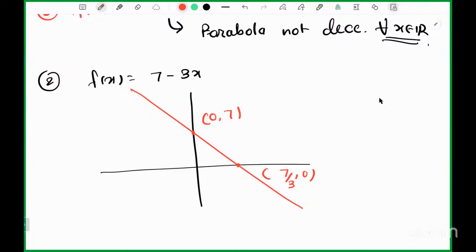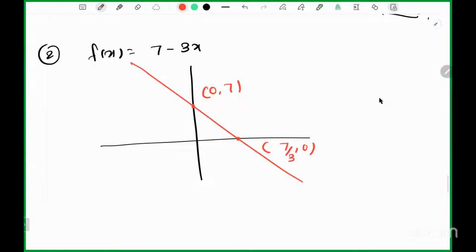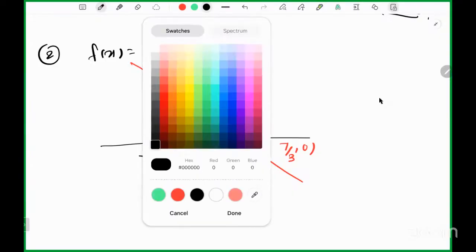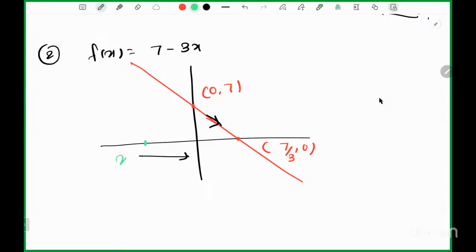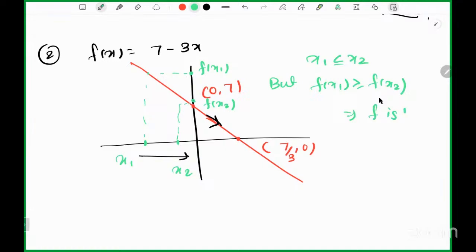Now this is a decreasing function. Why is it a decreasing function? Because you can see the graph is going downwards, so as you increase x, the value of y decreases. If I take two different values of x, suppose x1 and x2, and compare the values of y, f of x1 and f of x2, I'm taking x1 less than or equal to x2, but I'm getting f of x1 greater than or equal to f of x2. That means f is decreasing. So that's why this is a decreasing function. Is that clear? Yes, ma'am.